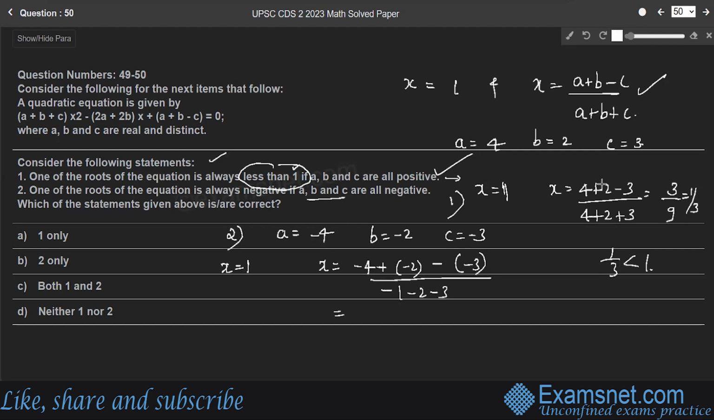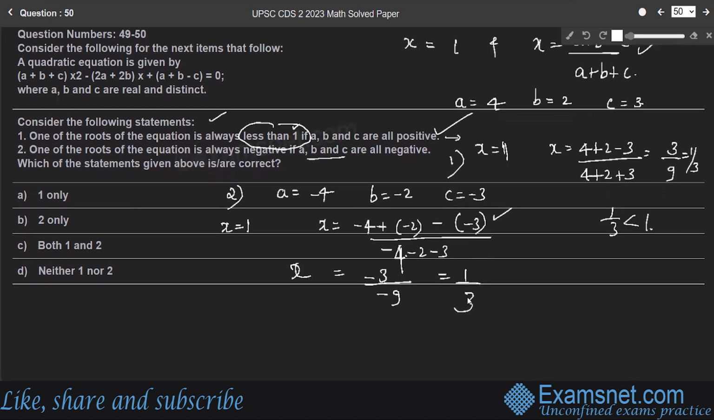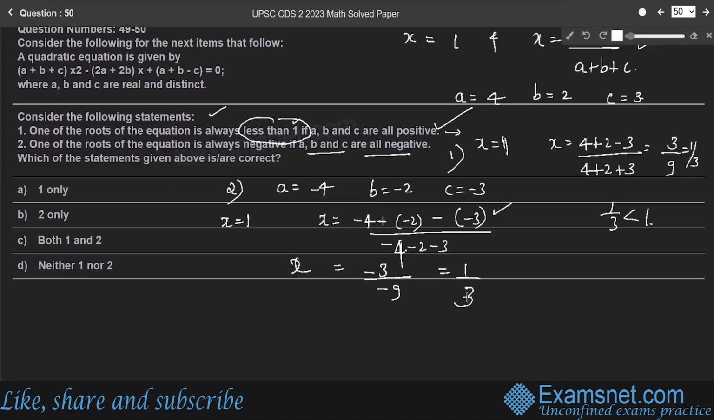Instead of getting confused, we'll take a as minus 4. Minus 4 minus 2 is minus 6. Minus of minus 3 is plus 3. So you'll get minus 3 by the denominator: minus 4 minus 2 is minus 6, minus 3 is minus 9. So you will have a positive value. Minus 3 by minus 9 is plus 1 by 3. So the value of x is a positive value. According to the second statement, one of the roots of the equation is always negative. It is not always negative. In this particular case, it is positive.